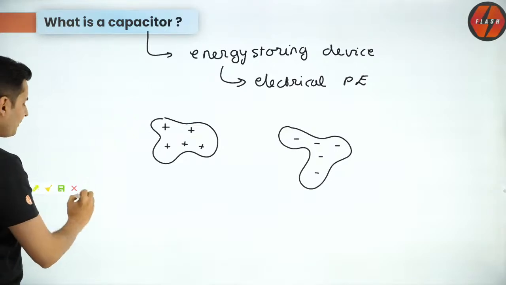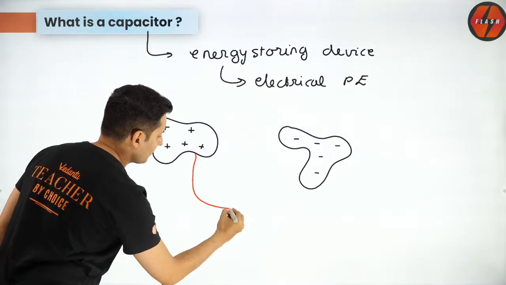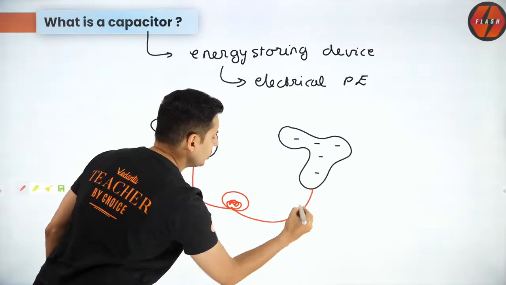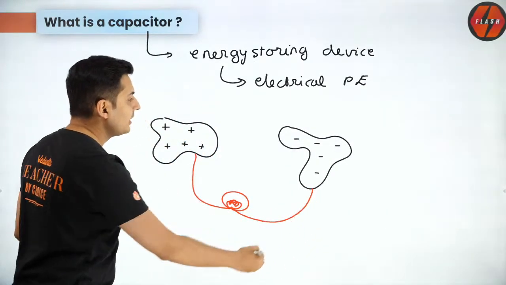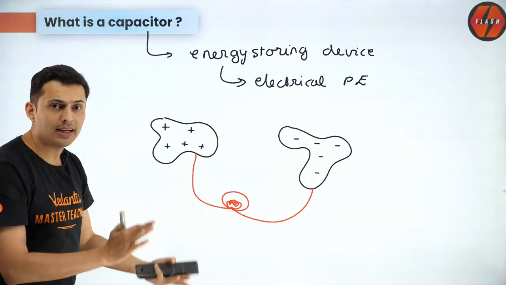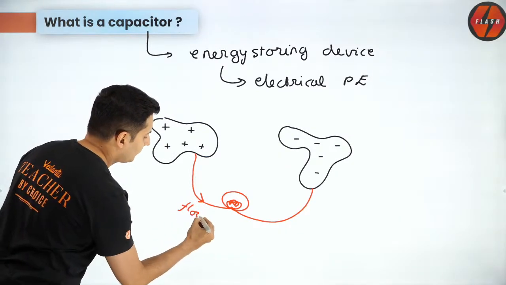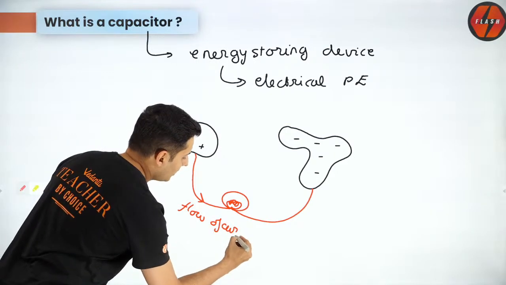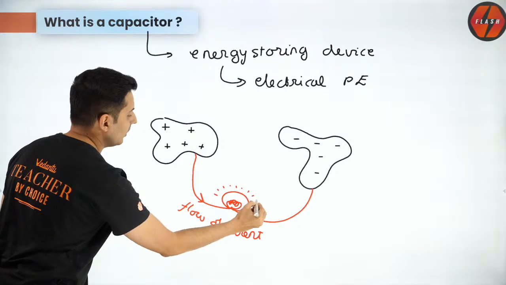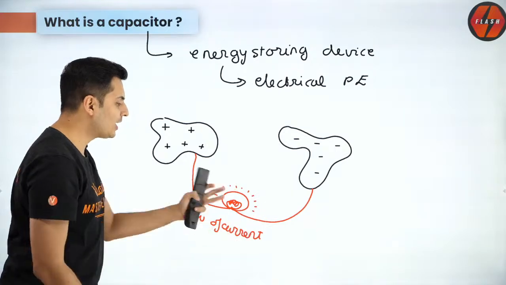Now imagine if you take a wire from this conductor passing through a bulb to here. If you join it, immediately these positive charges and these negative charges are going to flow to nullify each other. So there is going to be a sudden flow of current. The flow of current is going to be in this direction, and because of this, the bulb is going to obviously glow.